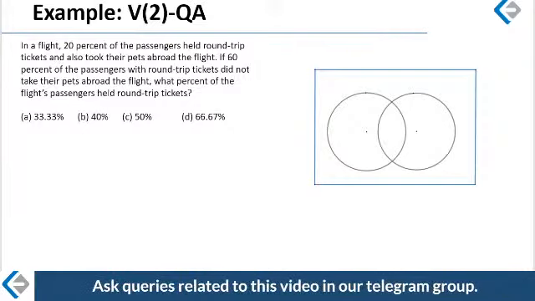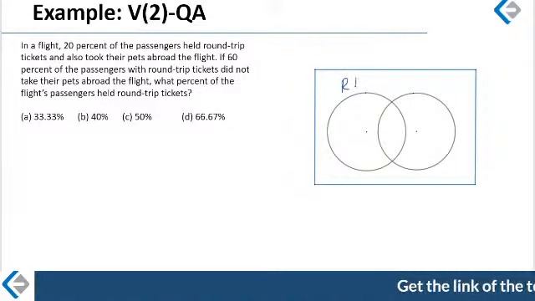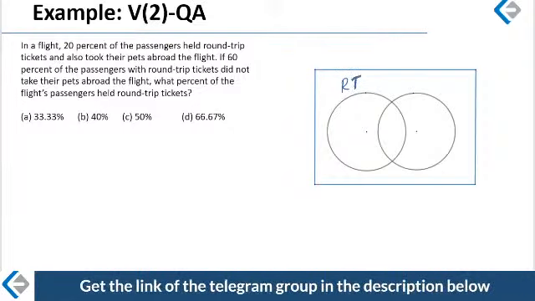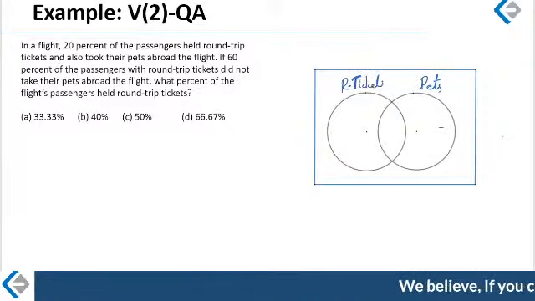Right now, round trip, that's a two-way trip. Now that's two-way tickets, round trip tickets. Let me write it like this. Round trip tickets, RT. What is RT? RT means they have two tickets, round trip, going as well as coming. And the second part is what? Pets. So we're talking about round trip tickets and pets.